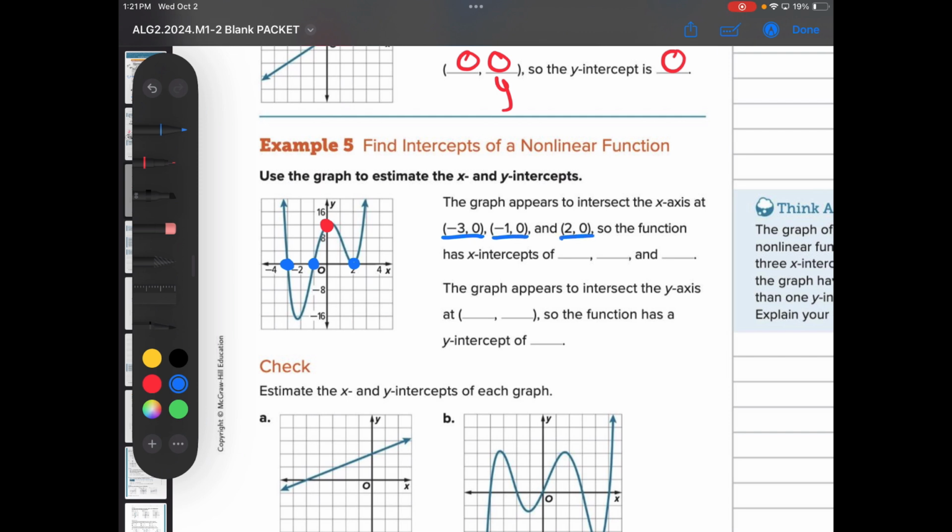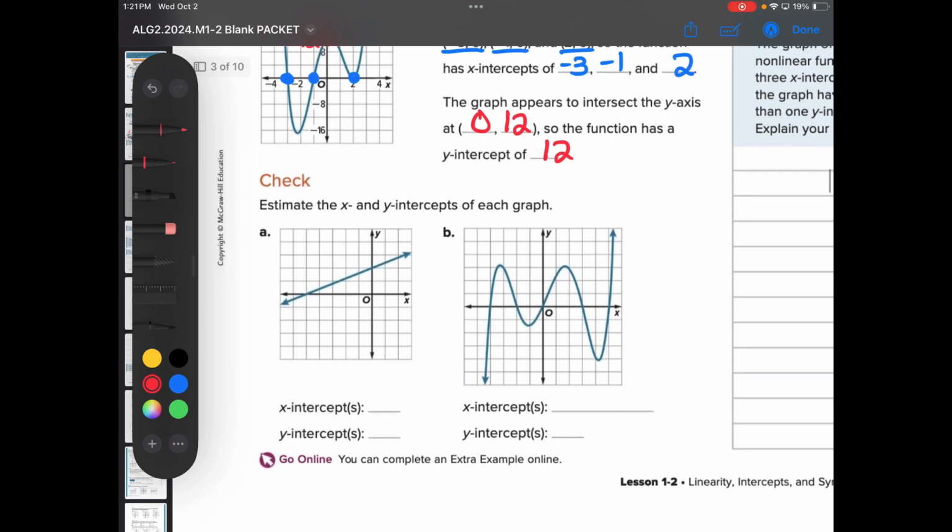So it has the x-intercepts of -3, -1, and 2. Okay, so you're looking at the x-coordinates of those points where it intersects. Same thing for the y. It intersects in between 8 and 16, which would be 12. So the point there, the x-coordinate would be 0. The y-coordinate is 12, so it has a y-intercept of 12. Okay, try the check. So freeze the video, try the check, see if you can figure it out.